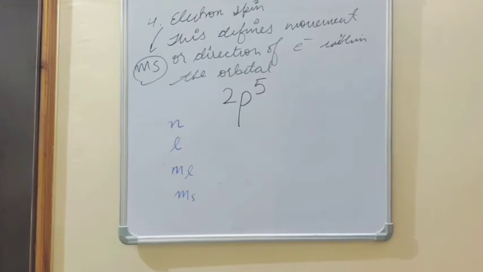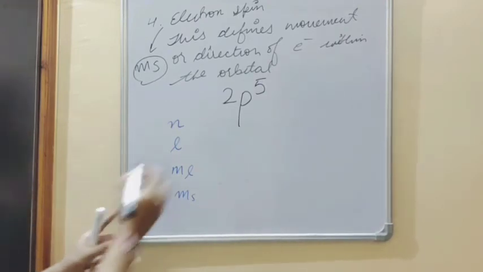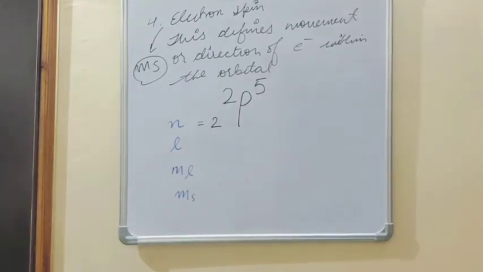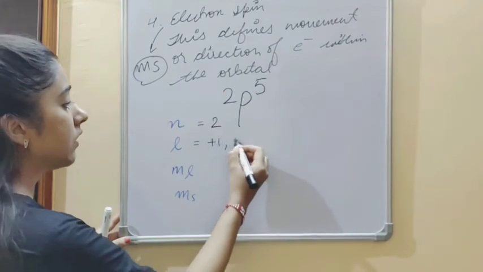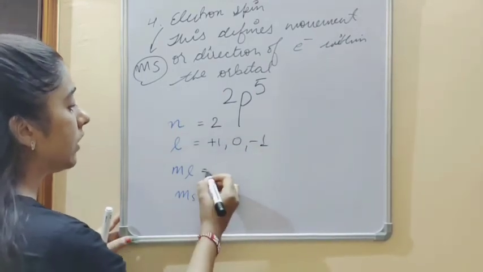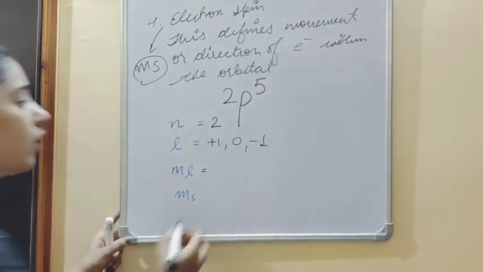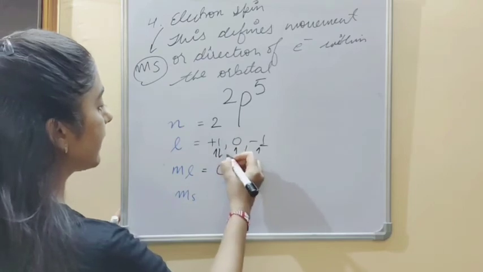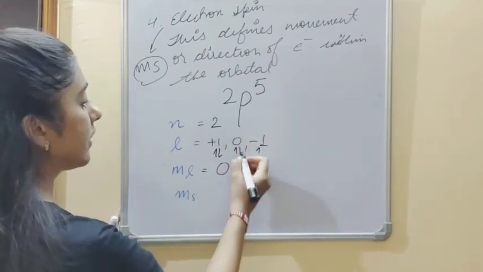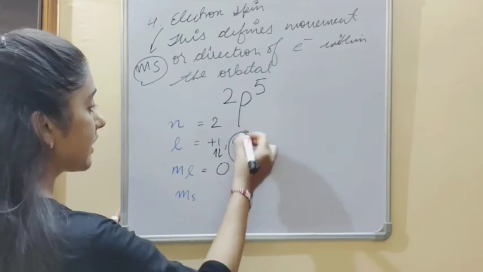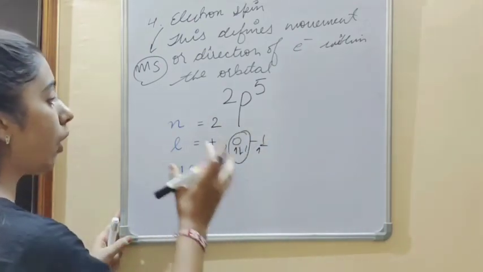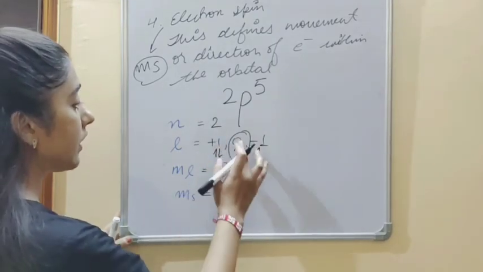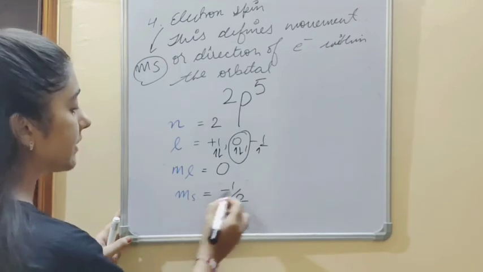Okay. Now, first of all, the value of the principal quantum number is equal to 2. The value of l is equal to 1, which goes from plus 1, 0 and minus 1. Now, the value of ml. Filling the electrons 1, 2, 3, 4, the last one is entered in the 0, so the value of ml is equal to 0. Now the spin is in the downward movement, so the spin number is minus half.